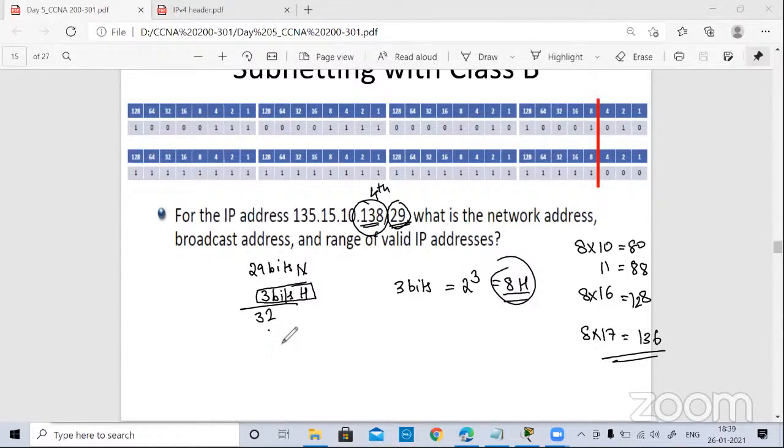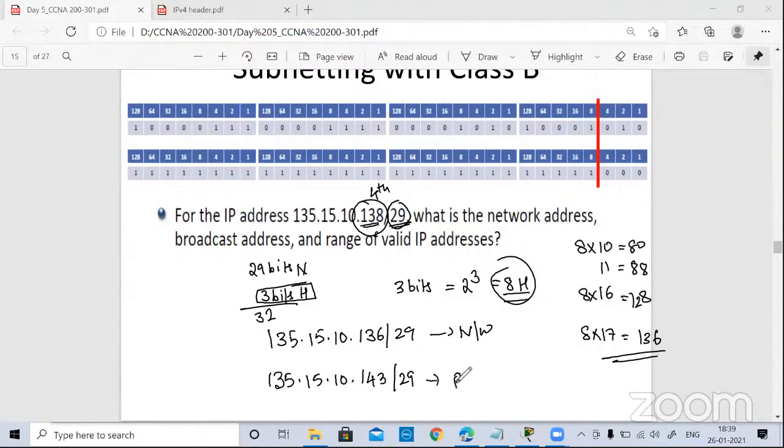So 135.15.10.136/29 should be my network address. Then I have to add 7 because I know there are 8 hosts. I add 7 because 136 is inclusive. If I add 7, it becomes 143/29. So this becomes my broadcast address. The remaining addresses, 137 to 142, become my valid host addresses.